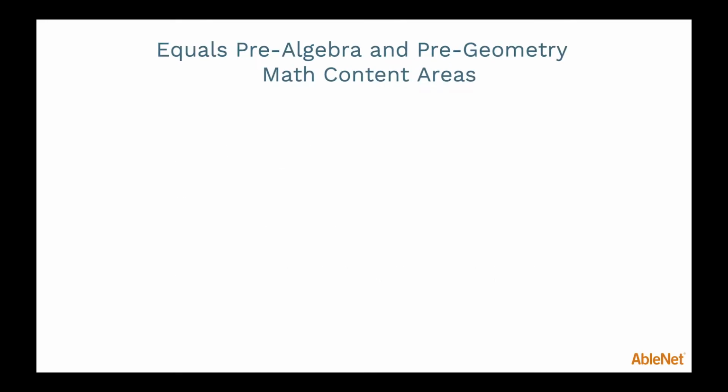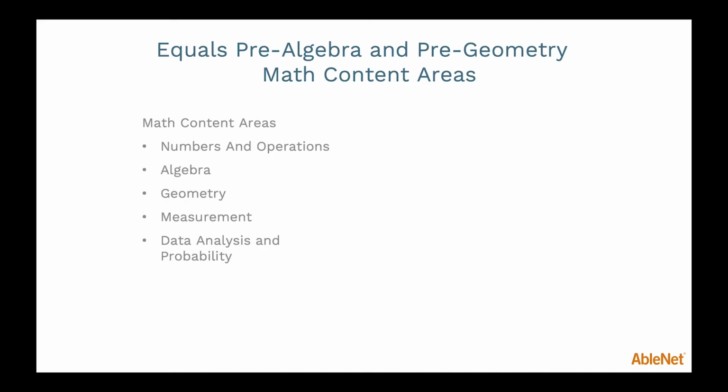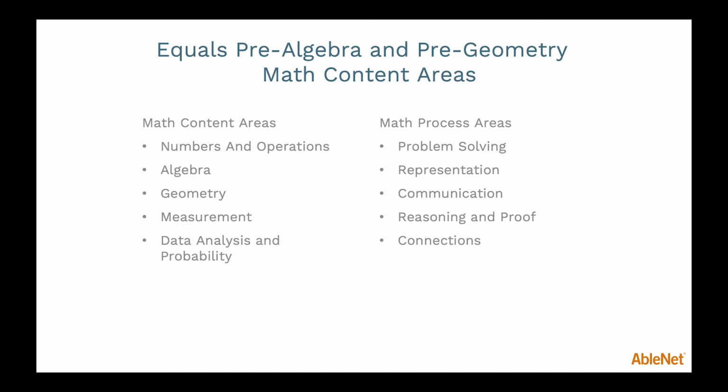Equals pre-algebra and pre-geometry math content areas include not only algebra and geometry, but also numbers and operations, measurement, and data analysis and probability. These content areas overlap and connect in many ways. Students continue to build their skills in operations to support algebraic thinking and relationships between amounts, operations, and properties. Equals pre-algebra and pre-geometry lessons include the following math process areas: problem solving, representation, communication, reasoning and proof, as well as a variety of connections between these areas.